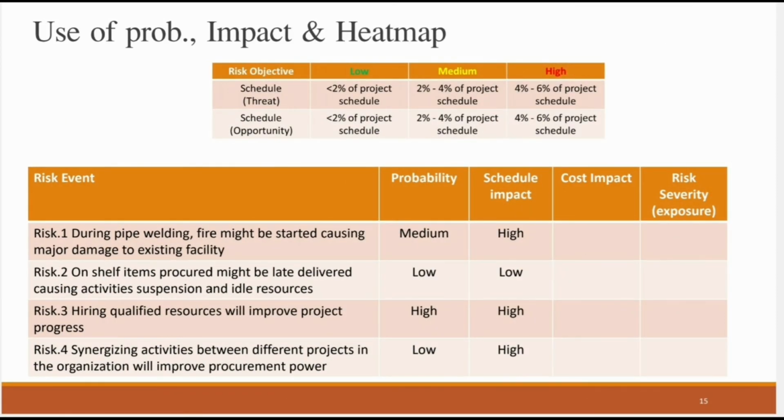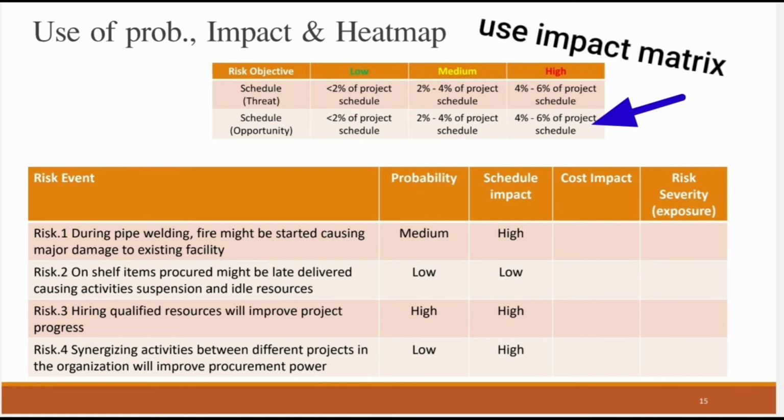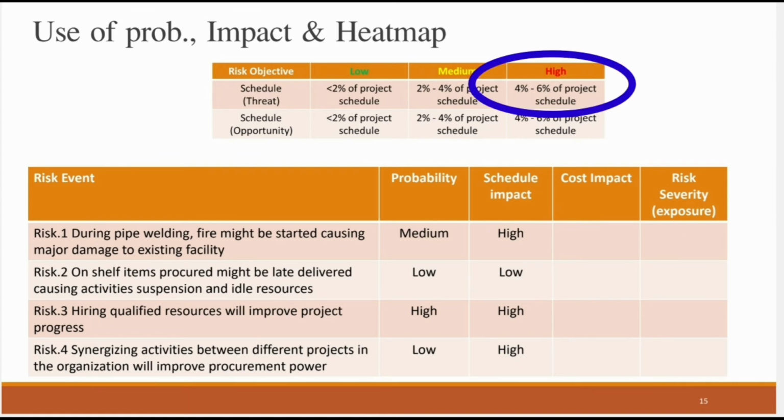Now let's use the impact matrix, and we're going to start with the schedule because this is the first that we have in our column. During pipe welding, fire might be started, causing major damages to the existing facility, and that actually will delay us a very long time, and that's going to be between 4 to 6%. Why? Because if the facility that we're working in has a fire started and we are damaging the facility, we have to stop the project activities. Therefore, it's going to be something between 4 to 6% of my project schedule, and that's going to be high.